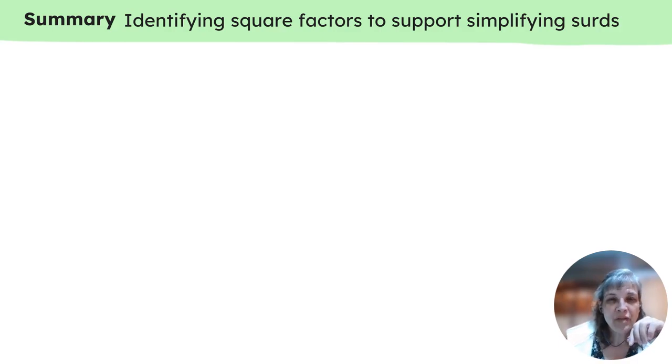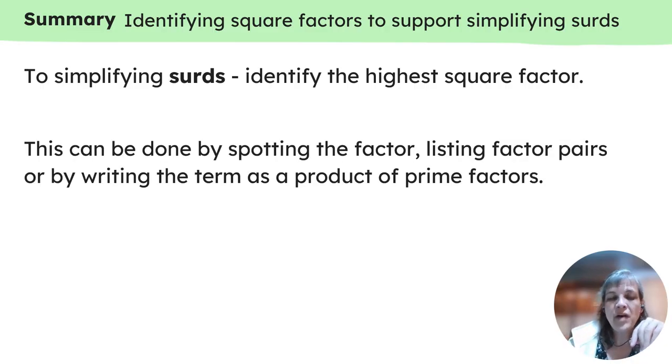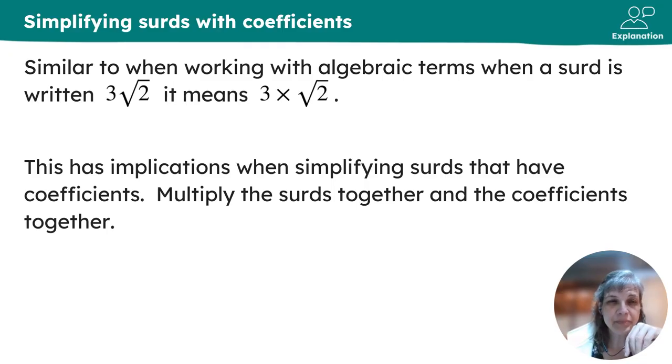So when you're looking for square factors, you're doing that because that way you can simplify a surd. And you can find that highest square factor either by spotting it, by listing factor pairs, or by writing the term as a product of its prime factors and then picking the highest square factor.